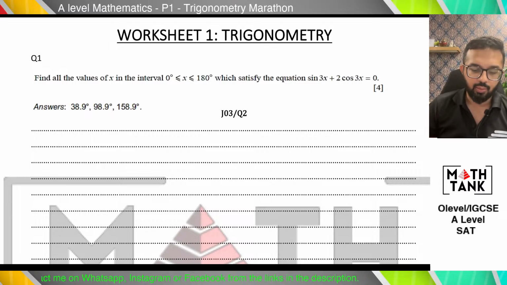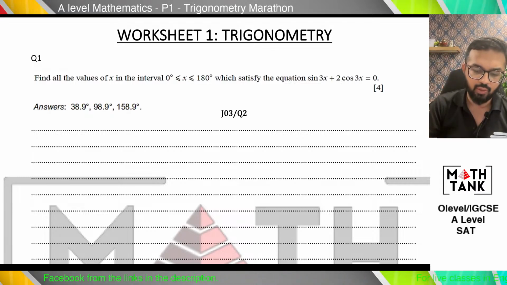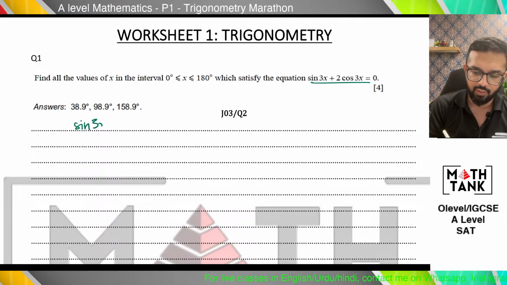The first question is here in front of me. It says find all the values of x in the interval x is between 0 and 180 which satisfy the equation. So let me write down the question properly first. I made a mistake the last time.